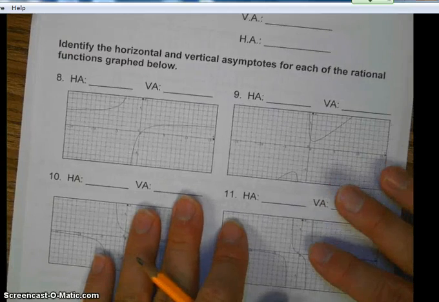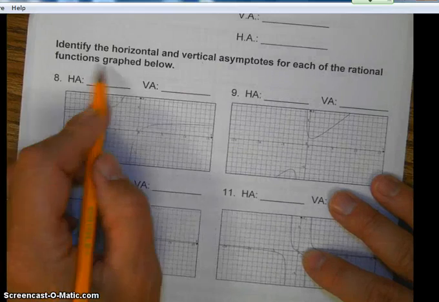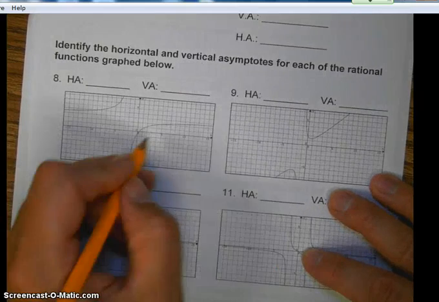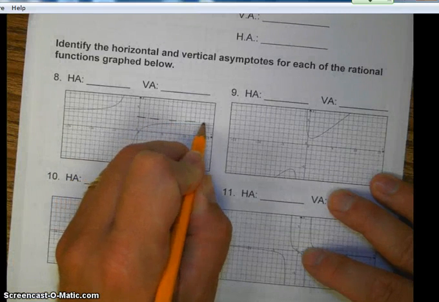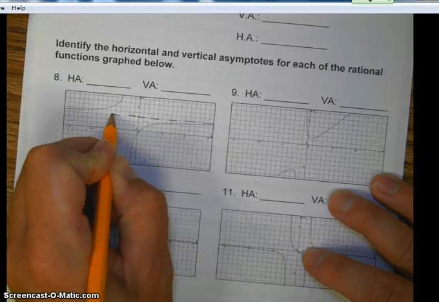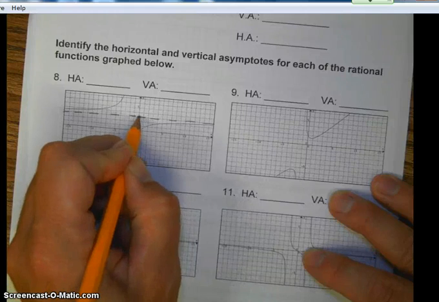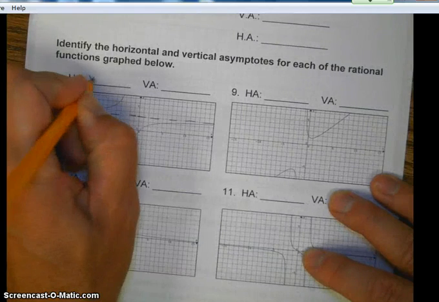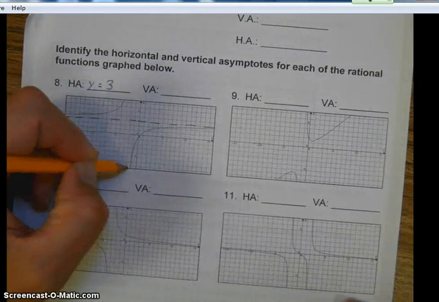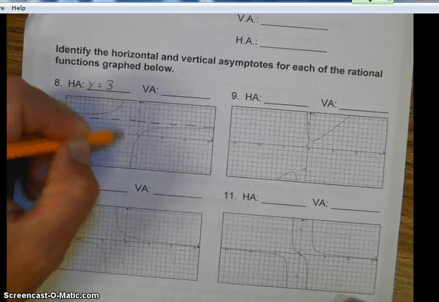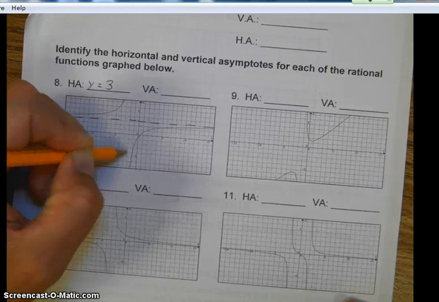And let's go ahead and move down here. It says identify the horizontal and vertical asymptotes from the function's graph below. So here we can draw in our horizontal pretty easily. You just find that line that cuts the two in half or splits them up. So that's going to be 1, 2, 3. So y equals 3. Vertical asymptote might be a little bit harder here because we're trying to get right in the middle of these two functions.